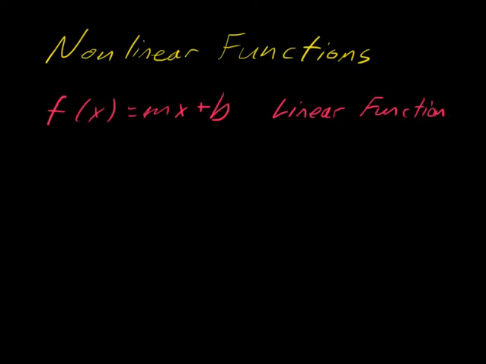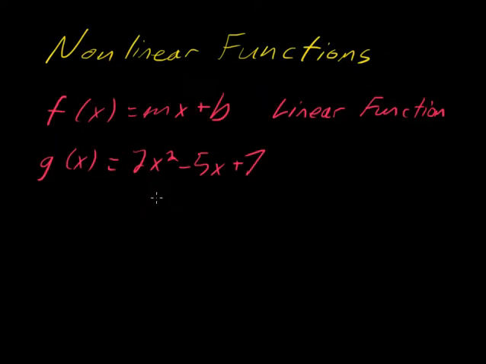This section we're going to be looking at nonlinear functions. These are going to be functions where when we graph them, you don't get a straight line. So for example, if we had something like g of x equals 2x squared minus 5x plus 7, this would be a nonlinear function.